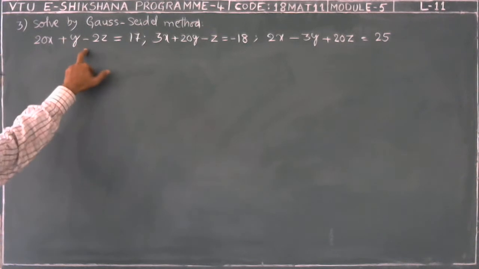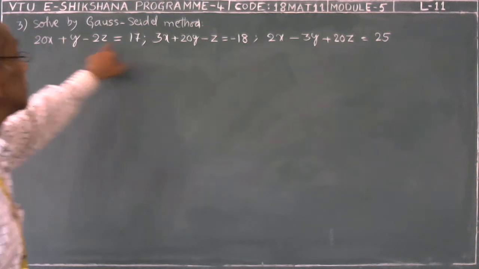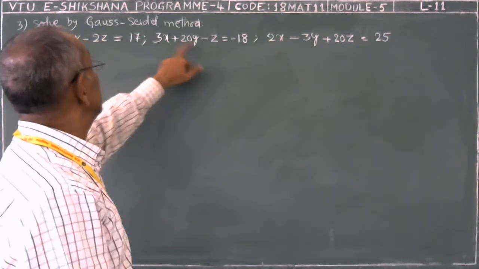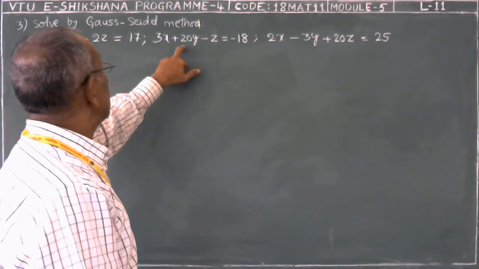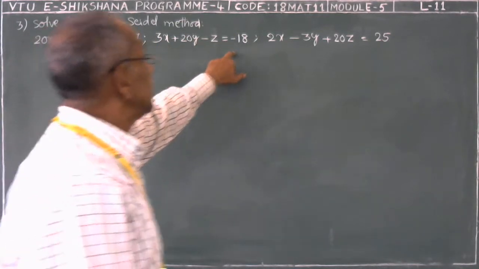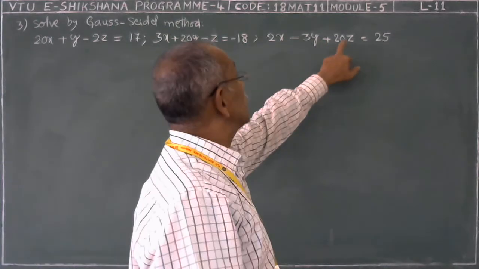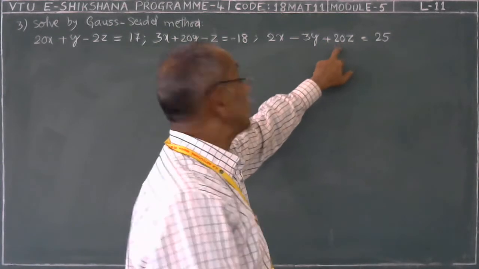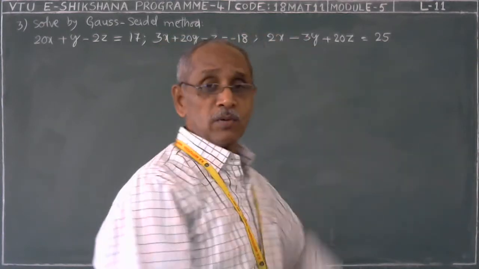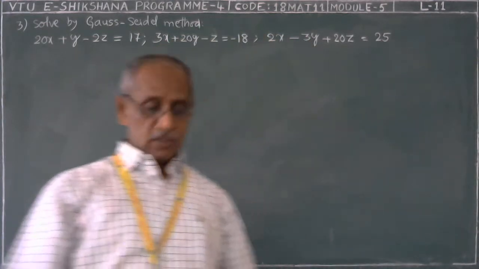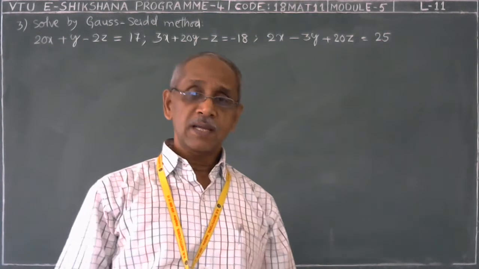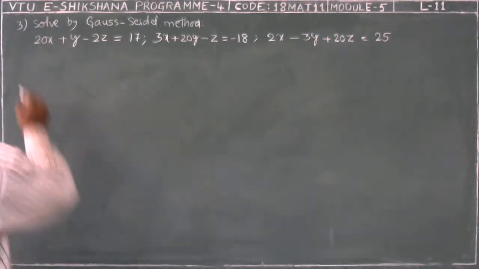sum of the absolute values of the coefficients of y and z. Similarly, the coefficient of y in the second equation, 20, is greater than the sum of the absolute values of the coefficients of x and z. And similarly, in the last equation, the coefficient of z is 20, greater than the sum of the absolute values of the coefficients of x and y. So that means the given system of equations is diagonally dominant. So let me mention this.